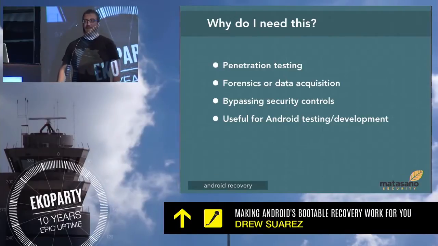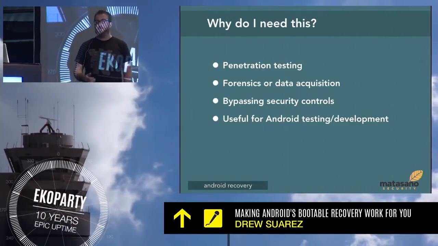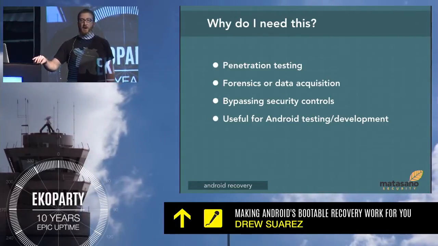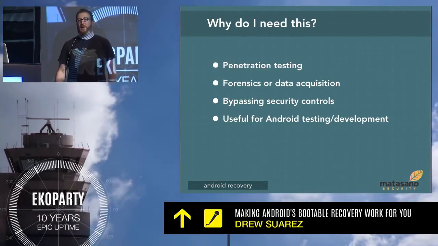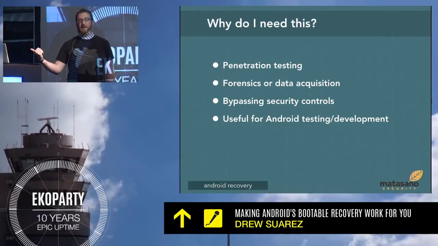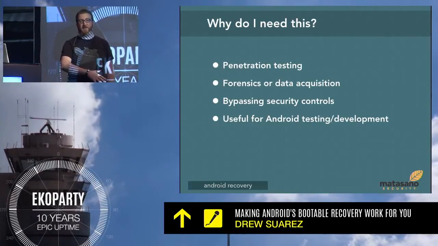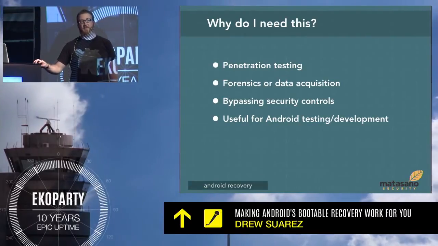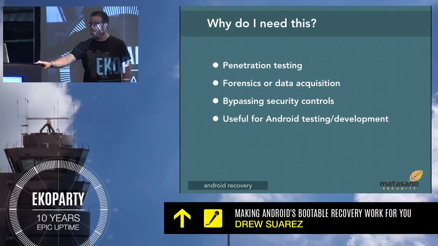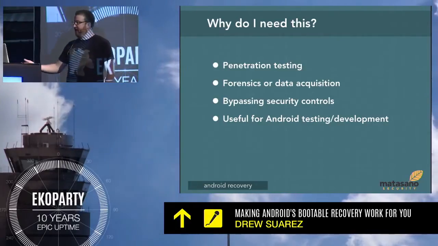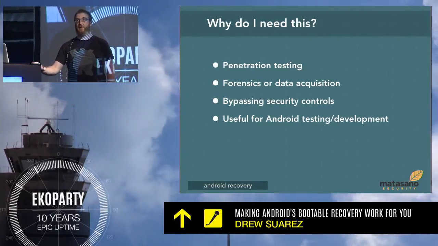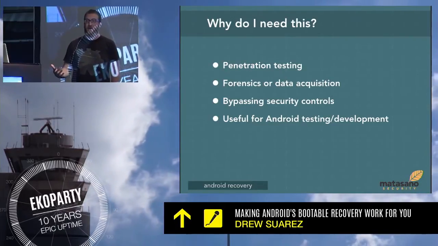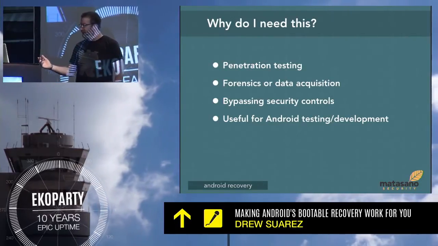It's a vector for bypassing security controls, so all of your PIN codes and your pattern unlocks and all these interesting things like that are stored in the user data partition. So if you can mount that as root and delete those files, you can delete someone's lock screen. You can bypass a lot of Android's built-in security controls via custom recoveries. And again, it's useful for Android testing and development. So if you're building custom versions of Android and you want to test things out, this is a great platform for that.